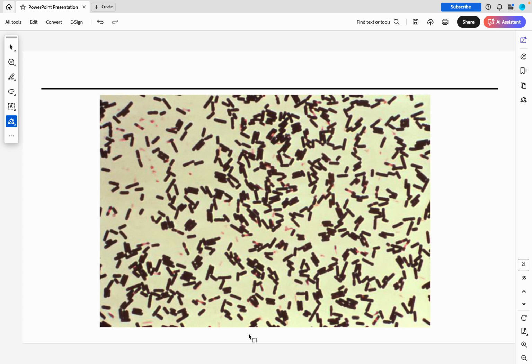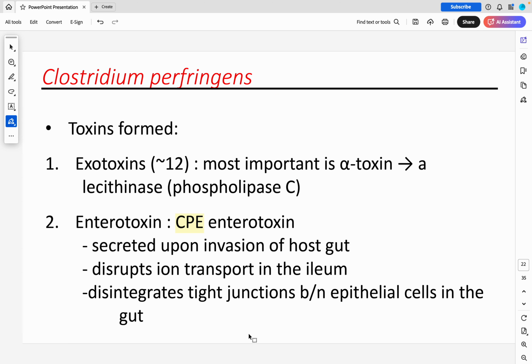They're part of our normal flora in our GIT and in the vagina for female humans. Here you can see C. perfringens. Then, for the toxins formed, C. perfringens can secrete exotoxins and enterotoxins. For the exotoxins, there are about 12. The most important one is the alpha toxin, which is a lecithinase. It targets lecithin in the cell membrane.